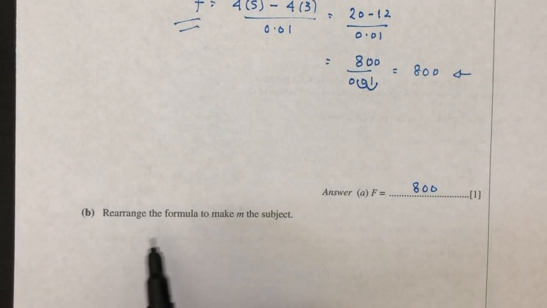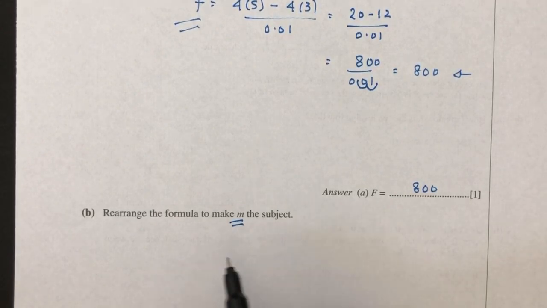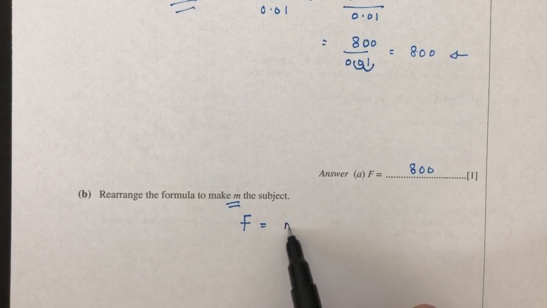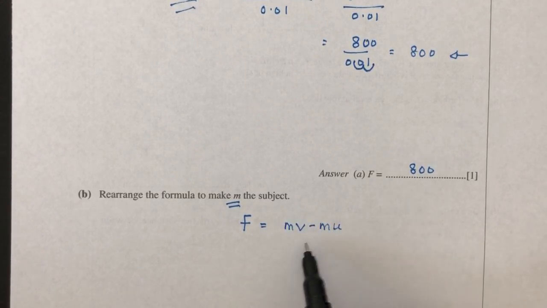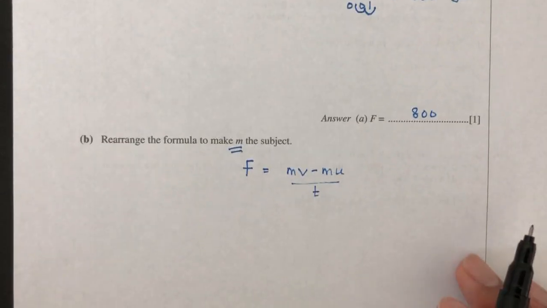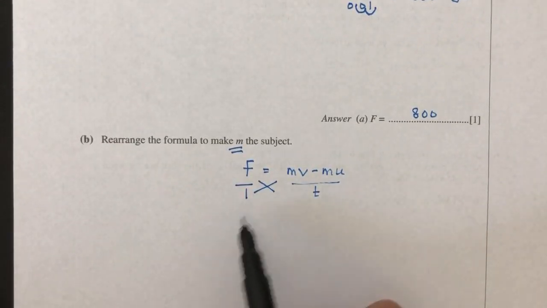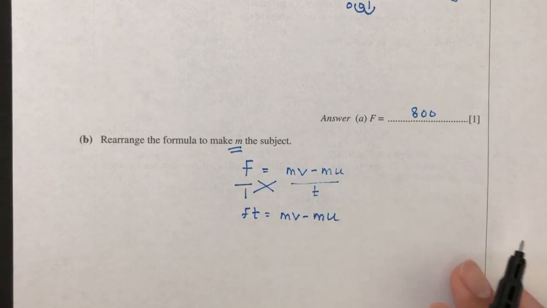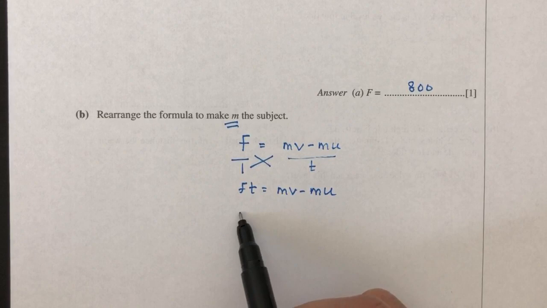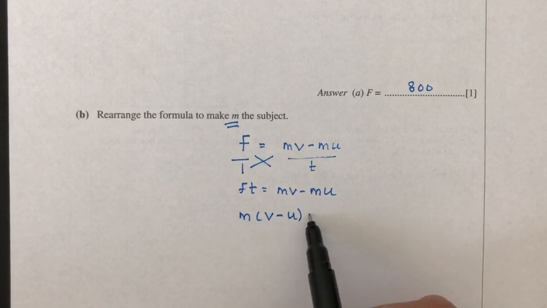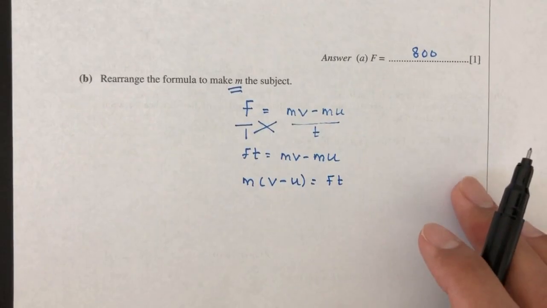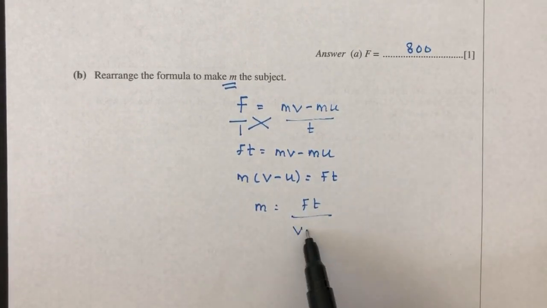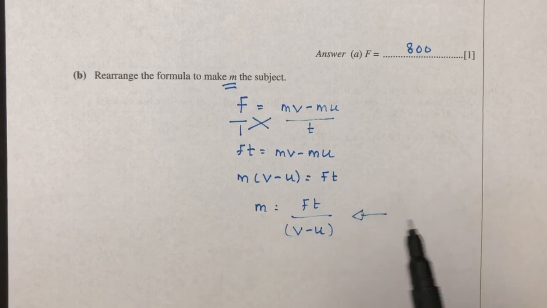Now part B, rearrange the formula to make m the subject of the formula. So pretty easy, let's do that. At first we have f equal to mv minus mu divided by t. Now, of course, we have to cross multiply. We have ft equal to mv minus mu. Now factorize m outside, we have m times (v minus u) equal to ft. So m will be ft divided by v minus u. So this will be your answer for part B.